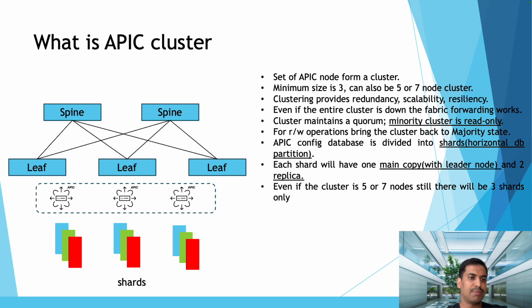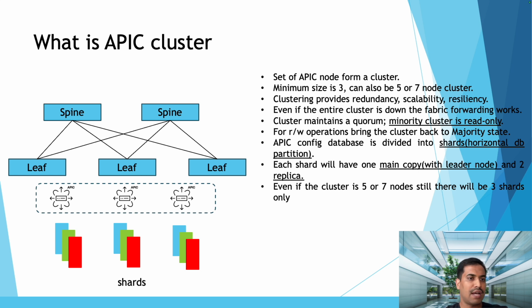The APIC configuration database is divided into shards, which is horizontal partitioning of the configuration or the database. Every configuration or object in ACI will have exactly 3 copies, and one of those horizontal partitions is called a shard. That particular shard which is associated with a configuration or object in the ACI fabric will be replicated to two other nodes. So we are going to have exactly 3 copies of any of the shards which get created.